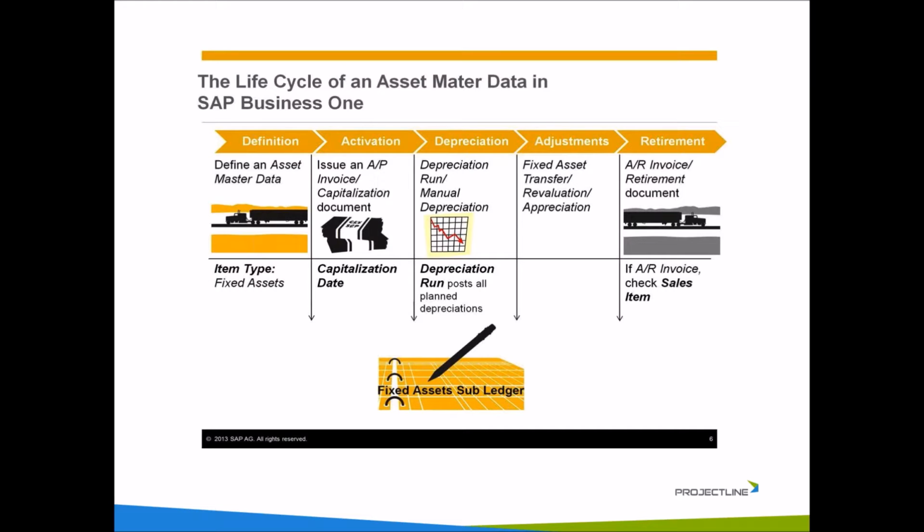Other adjustments, things like transferring of fixed assets, revaluation, or even appreciation. If an asset increases in value, those are possible with the fixed assets module. And then retirement, eventually. Depending on what happens to that asset, maybe we have the opportunity to sell it, so we can put that asset on an AR document, and that's logged against the asset itself, or maybe it just goes the way of the dodo.